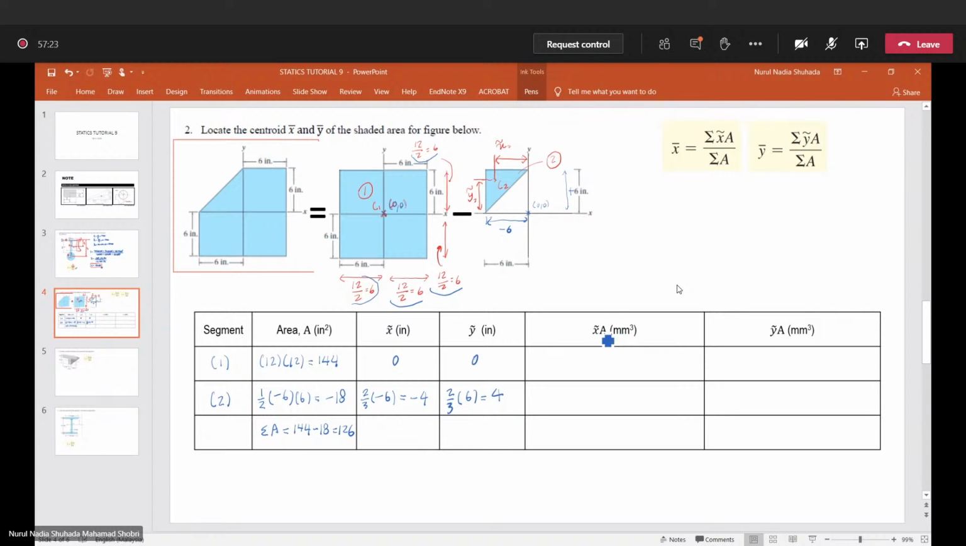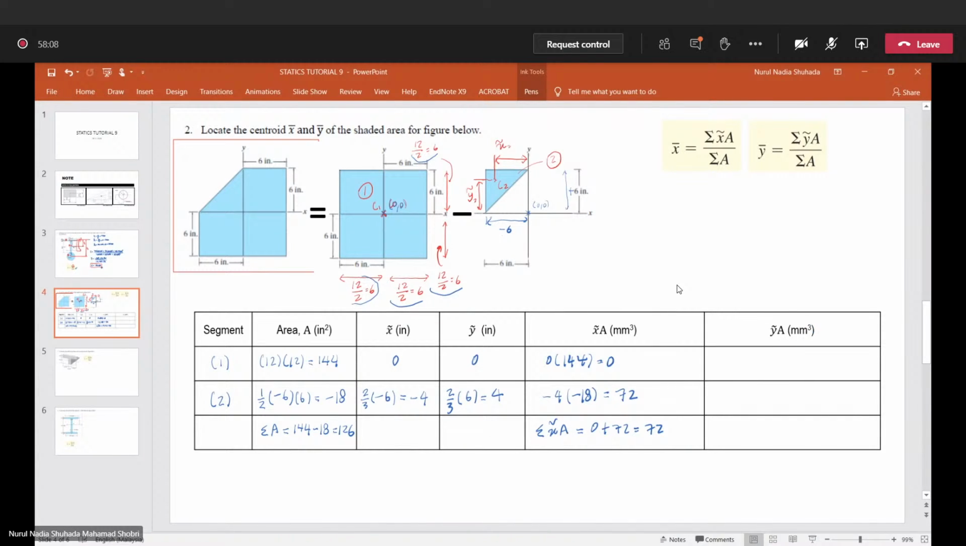Okay, now the calculation: centroid x times A. So for segment 1, 0 times 144 plus 0. And for segment 2, -4 times -18, you get 72. And if you sum this up, it equals 72.